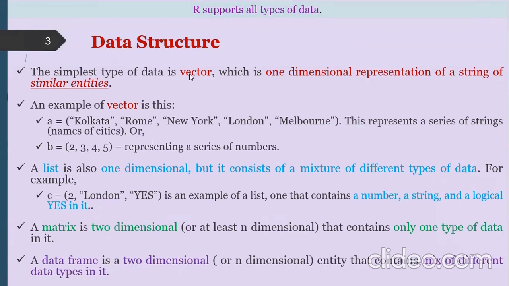So we can compare vector with list, with matrix, and with data frame. A matrix and a data frame are two-dimensional, while a list and a vector are one-dimensional. A vector contains similar entries, a list contains different entries, a mixture of different entries. A matrix contains a single type of data or simple single entries, and the data frame contains a mix of data types or multiple types of data entries.